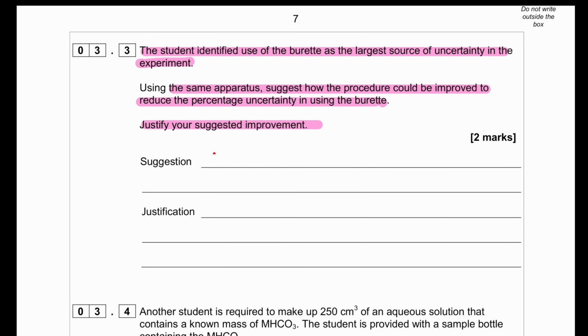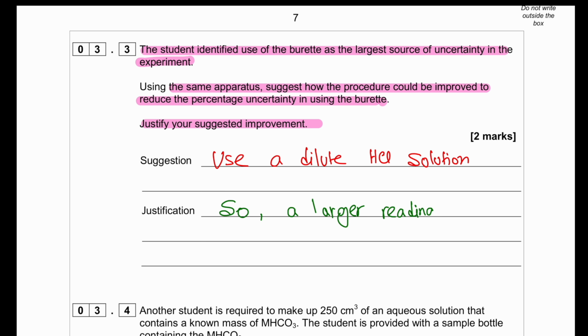So we can say use a less concentrated or dilute solution of HCl, and the justification would be so a larger titre reading will be needed, and this will reduce the percentage uncertainty.